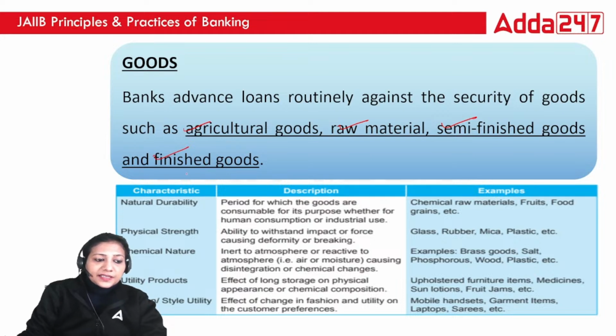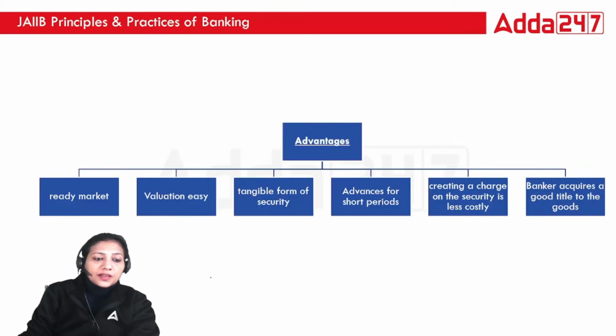So characteristics could be natural durability, like chemical raw material, fruits, food grains, etc. Physical strength: glass, rubber, mica, plastic. Chemical nature: brass goods, salt, phosphorus. Utility products: upholstered furniture items, medicines, sun lotions. So these are descriptions and examples given, and these are some of the characteristics of different goods.